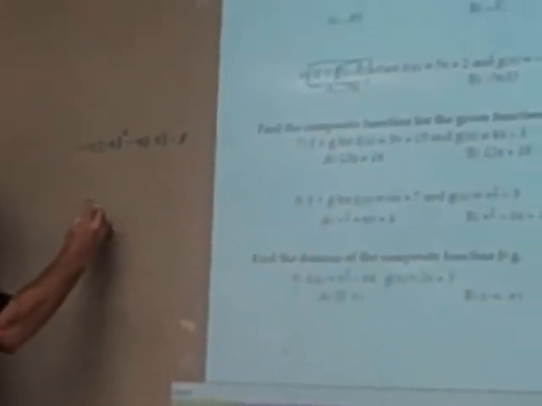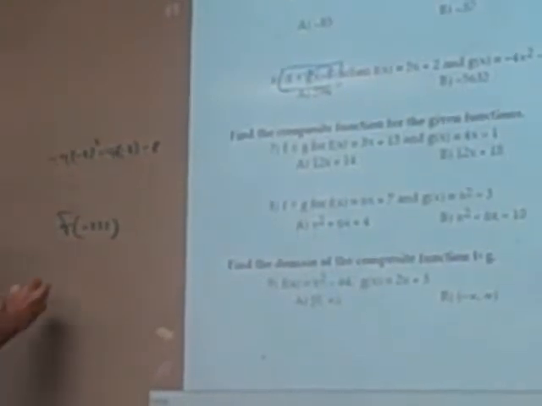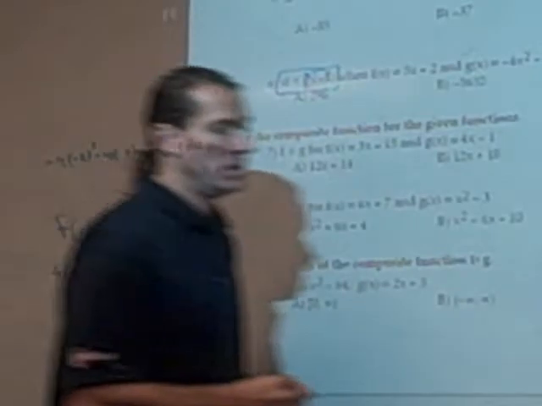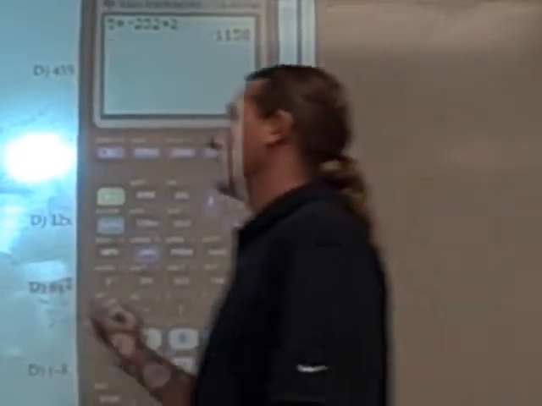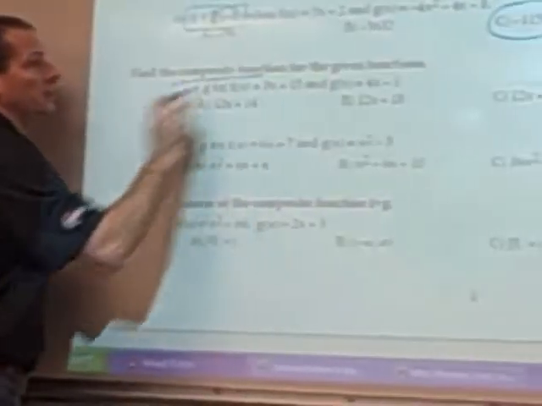So then we're going to finally take F of minus 232. F is what? 5x plus 2? So this will be 5 times minus 232 plus 2. Get minus 1158. Circle the answer. Okay. I could have done all that without the calculator. I just figured since you have it, do the composition.